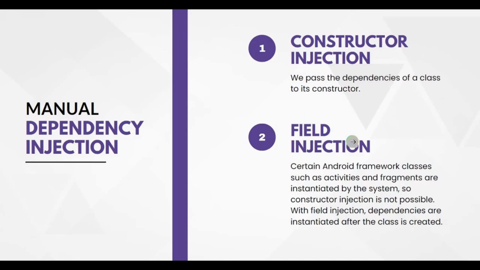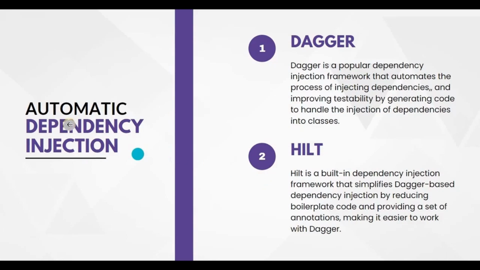We have two types in it, constructor injection and field injection. So in constructor injection, we pass the dependency of a class to its constructor. Simple. Then in field injection, dependencies are instantiated after the class is created. We will cover both of them practically as well, so wait for it. But for now, let's have a look at automatic DI.